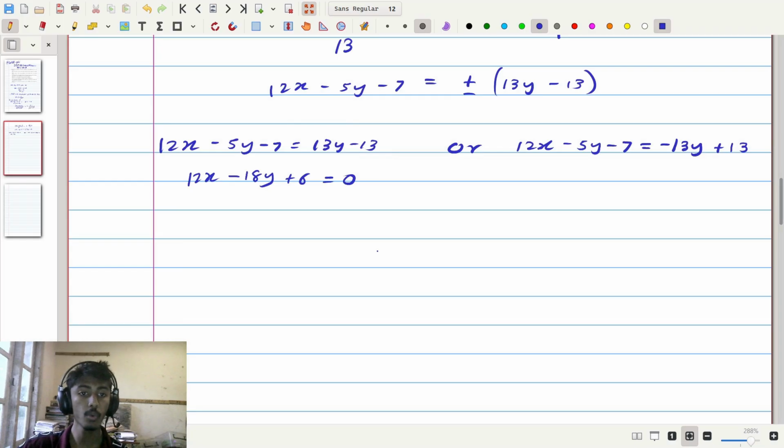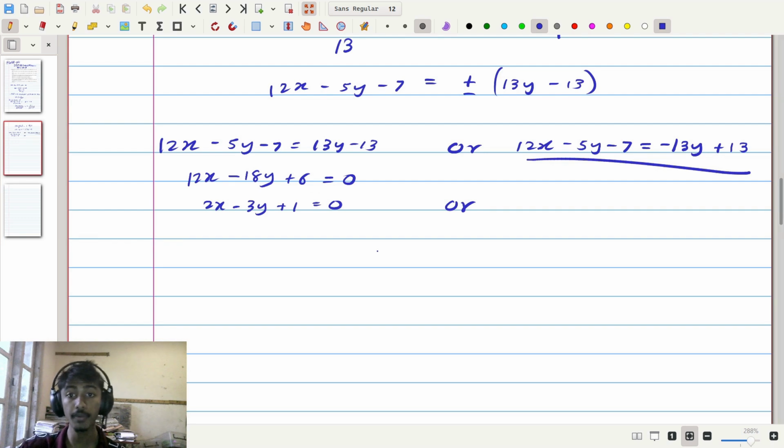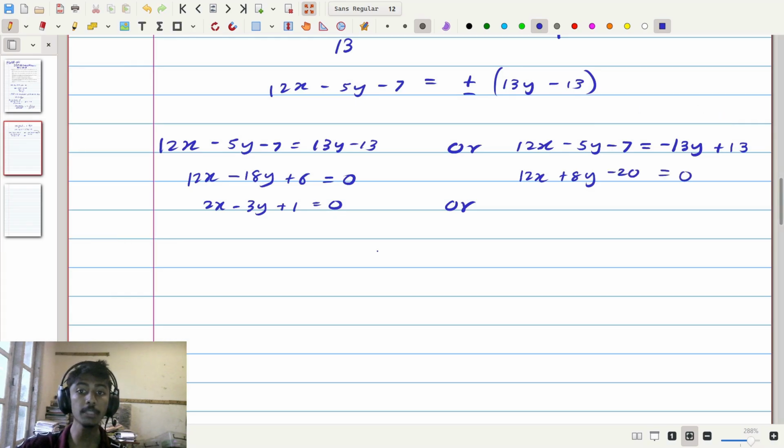And simplifying, we can see we have 2x minus 3y plus 1 equals 0. So this is one of the lines of the angle bisectors. The other line is going to be the simplification of this line, which is going to be 12x, and then this minus and this thing to the other side is going to become plus 13. So we get plus 13 minus 5, which is going to be plus 8. So plus 8y, and then minus 7 and minus 13 becomes minus 20 equals 0, which simplifies down if we divide everything by 4 to 3x plus 2y minus 5 equals 0.